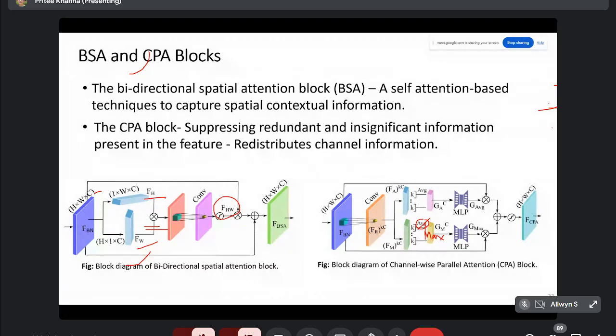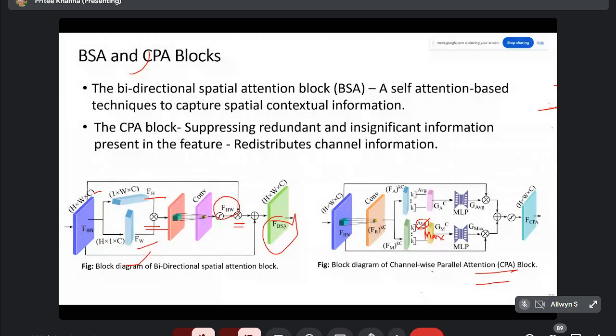So to excite the features obtained from the backbone network, you can see this element-wise multiplication of FHW and the input feature maps, this FBN, is performed for all channels, and this is followed by an element-wise addition operation. And that is how we finally get the bidirectional feature maps with enhanced spatial features. So this way the model is selecting the robust semantic representation of the image. And then we come to this CPA block, right?